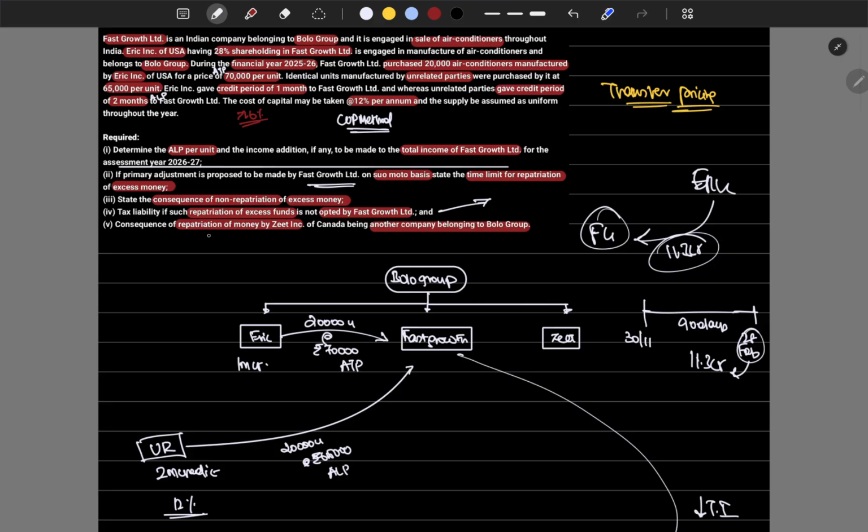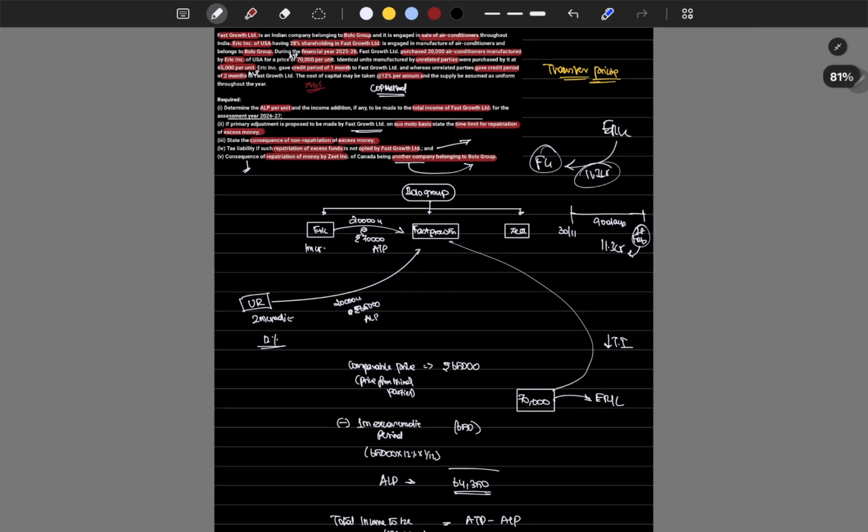Now, what about repatriation of money if paid by Zeet Inc. of Canada? This is also another company belonging to the Bolo Group only, so they are associated companies. So there is no consequence here, because any associated company, not Bolo, not Eric, needs to pay. Even Zeet, or any other company belonging to the Bolo Group, can pay the 11.3 crore to Fast Growth Limited to stop the consequence of non-repatriation.